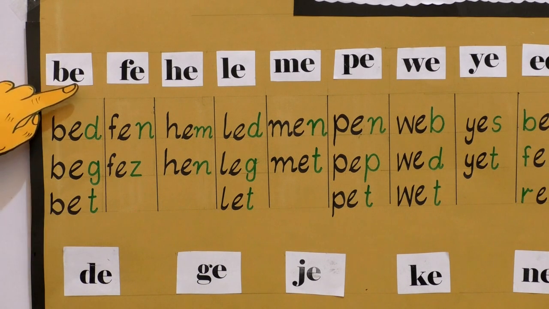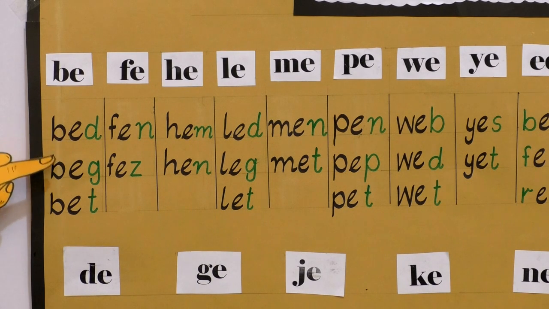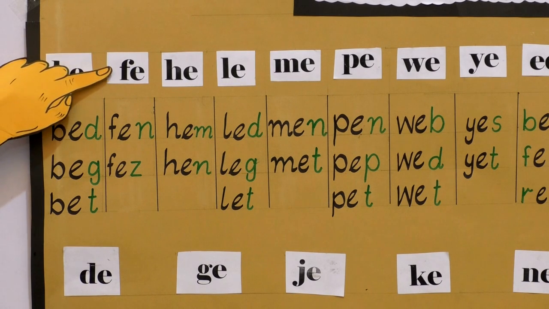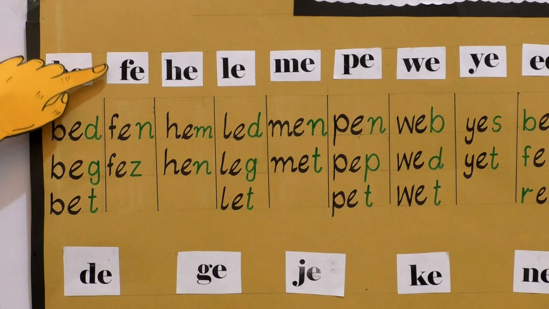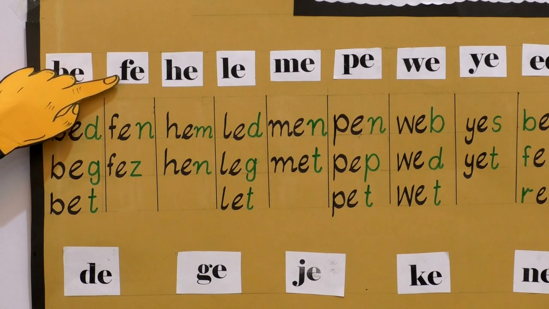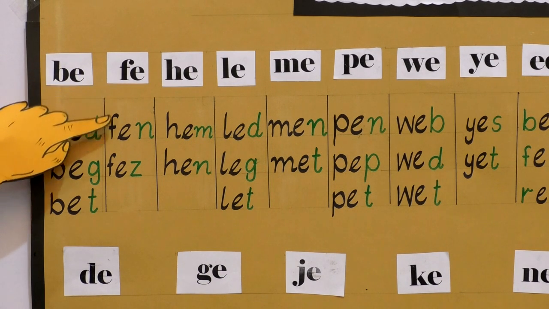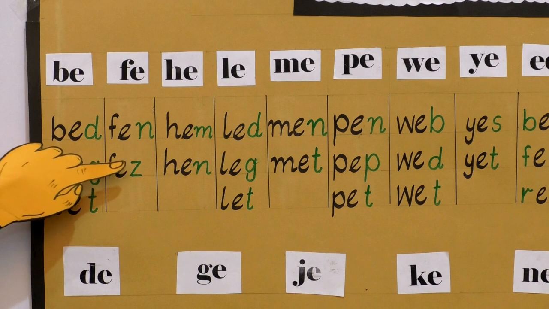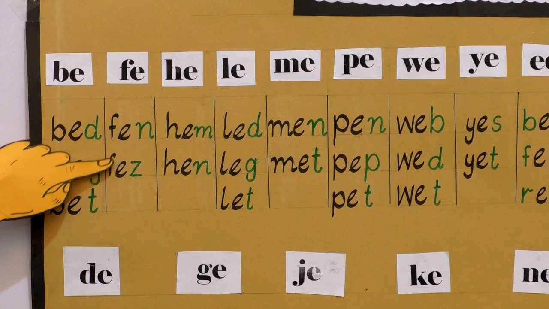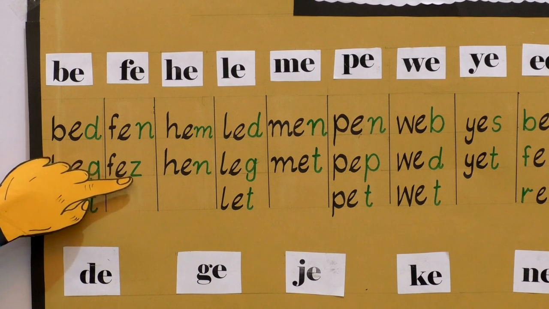What is the sound of B-E? Bed, bed, bed. Now come to the next column. Sound of F is F and the sound of E is F. When we combine the sound of F and E, it will become F. Fen, fen, fez, fez, fen, fen, fez, fez.